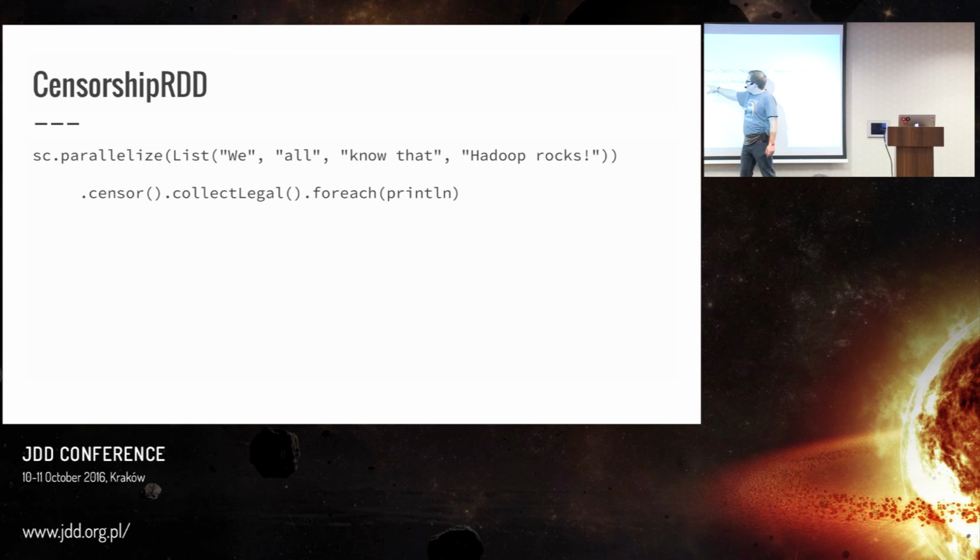So let's imagine we want to implement a method collect legal, which for a given sequence of strings, if it contains the forbidden word, will just not return it. The list you're going to get is just going to be without the lines with the heresy. Implementing that will be quite easy. So we provide the collect legal function here. We're going to call run job.